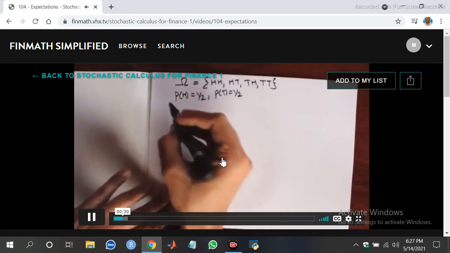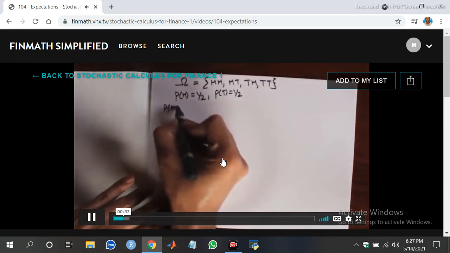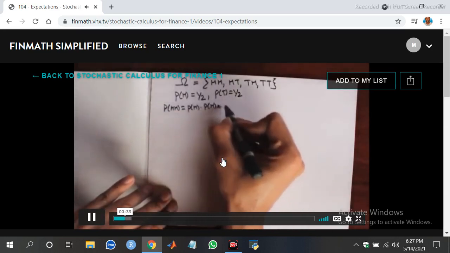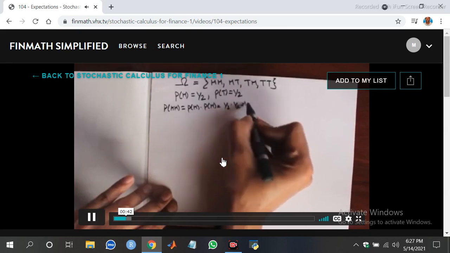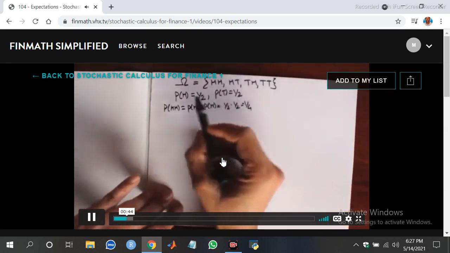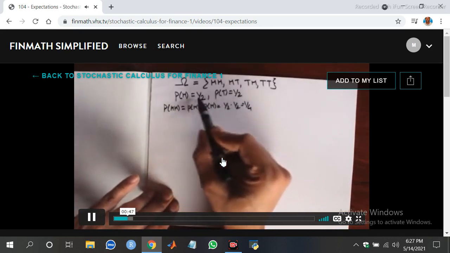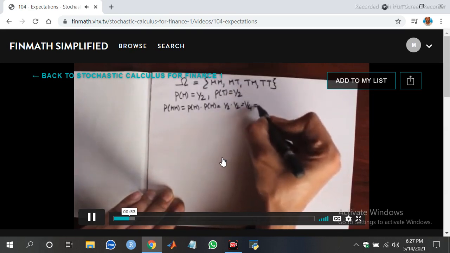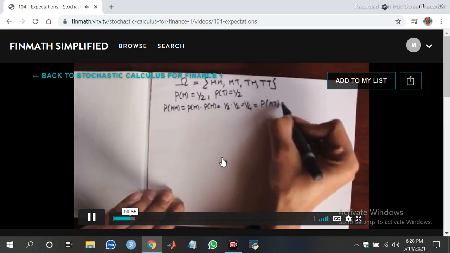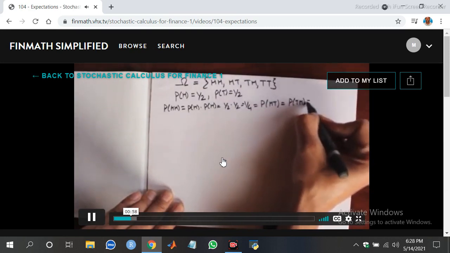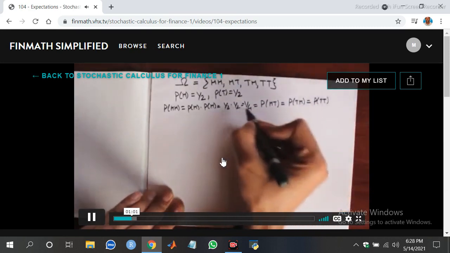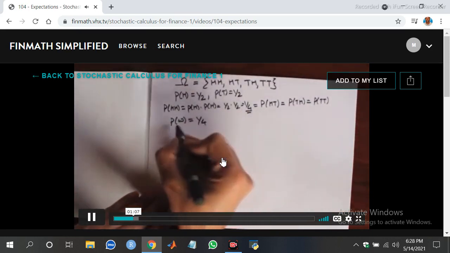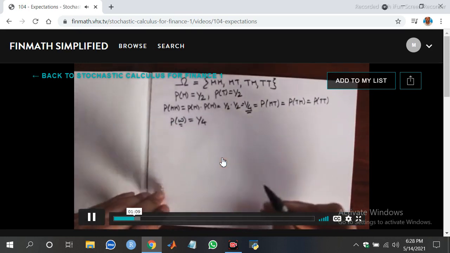Since these two coin tosses are independent, we could write the probability of HH as the probability of a head times the probability of a head. That would be half times half, which equals 1/4. You would also notice that since the probability of a head and the probability of a tail are both half, the probability of all of these outcomes would be 1/4 as well. So we could write it as P(HT) = P(TH) = P(TT), and they are all equal to 1/4. In other words, we could write the probability of any outcome omega as 1/4 under this measure.